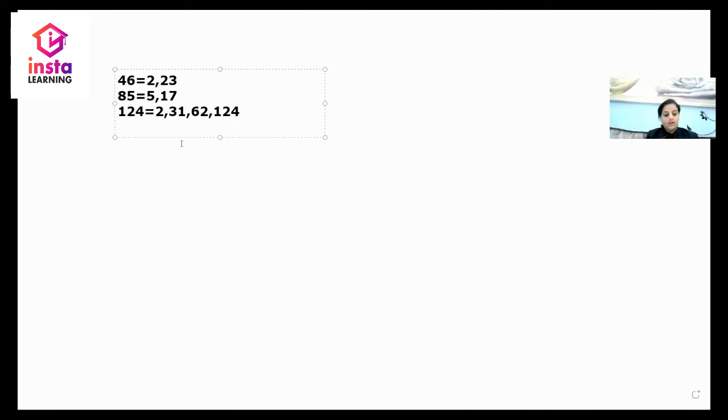After that, 280. 280 is the number. We have to take out the factors of this number. So the answer will come: 2 also, 4 also, 5 also, 7, then 10 also, then 14 also, and so on. We can add more, because there is 0 in the place of ones.